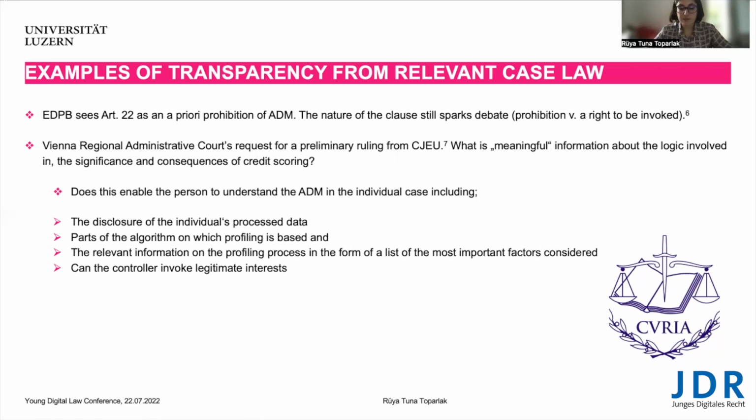And in February of this year, the court asked for a preliminary ruling from the Court of Justice of the EU. And the question they raised is, what is meaningful information about the logic involved in the significance and consequences of credit scoring in this particular instance? And more precisely, does this enable the woman to understand the automated decision-making in the individual case, including the disclosure of the individual's process data, parts of the algorithm on which the profiling is based, relevant information on the profiling process in the form of a list of the most important factors considered, and lastly, can the controller invoke legitimate business interest to avoid disclosing this information?